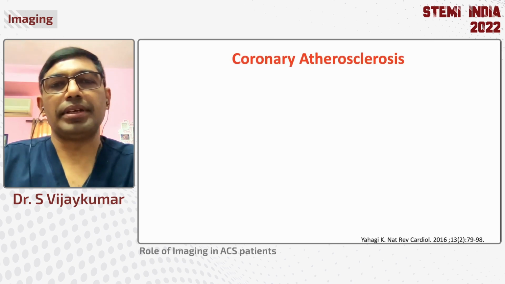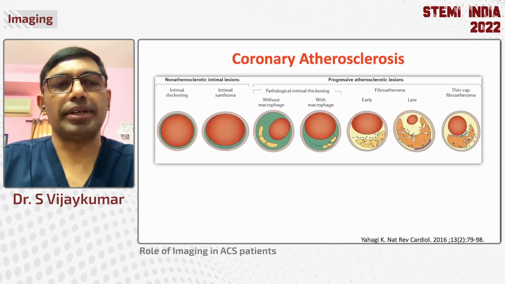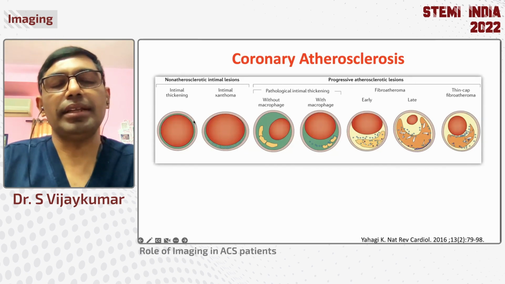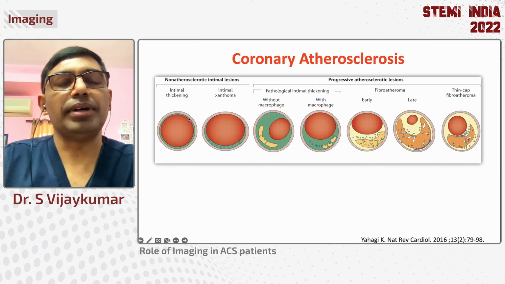First, we'll start with some of the basics of coronary atherosclerosis. As we all know, coronary arteries have two parts. One is your lumen. The second one is the vessel wall. Vessel wall has three parts. One is your intima, that is inner layer. Middle layer, media. Outer layer is adventitia. As we all know, atherosclerosis is a disease of intima.